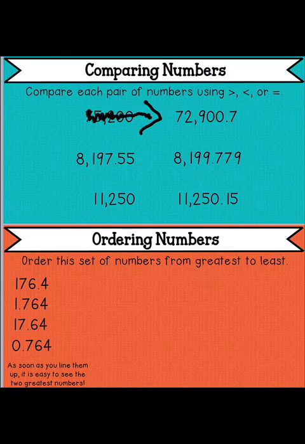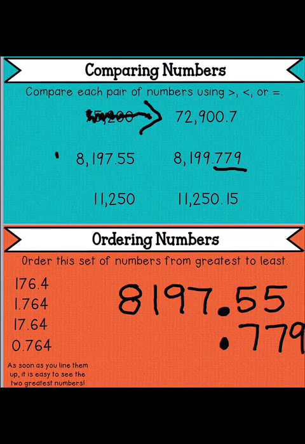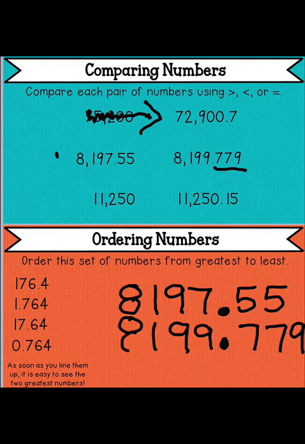Let's look at the second number. 8,197 and 55 hundredths compared to 8,199 and 779 thousandths. First, let's line these two numbers up. We need to be sure that we line up the decimal. So we'll put my decimal. To the right of the decimal, I have 7, 7, 9. To the left, I have 9, 9, 1, 8.